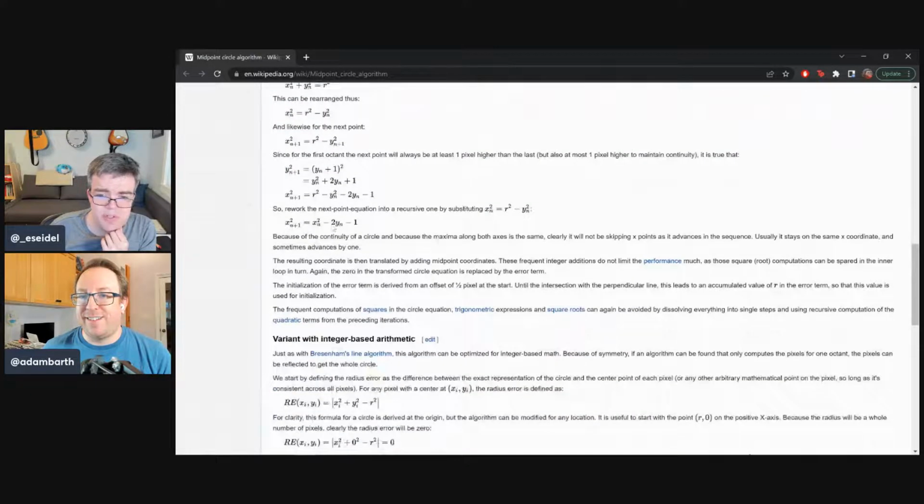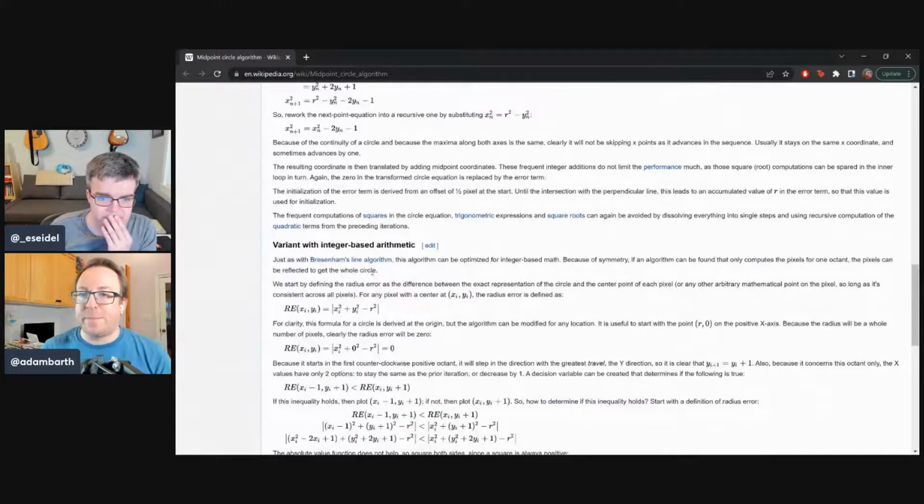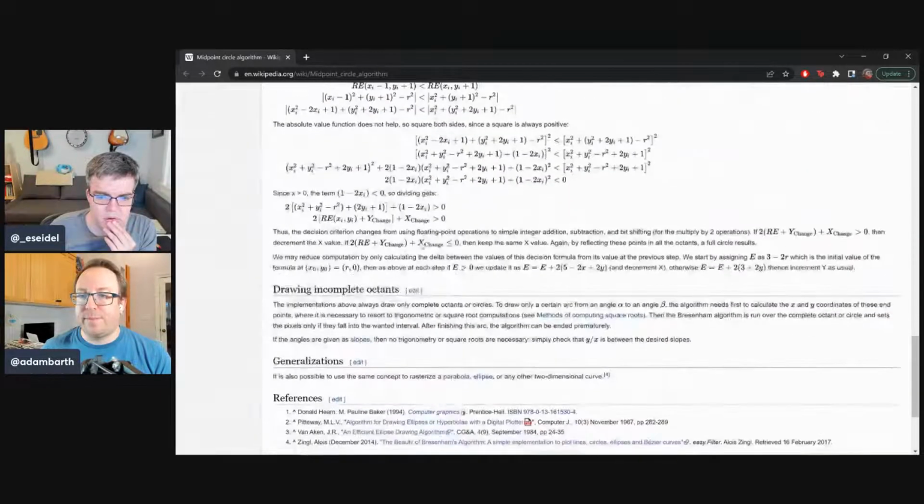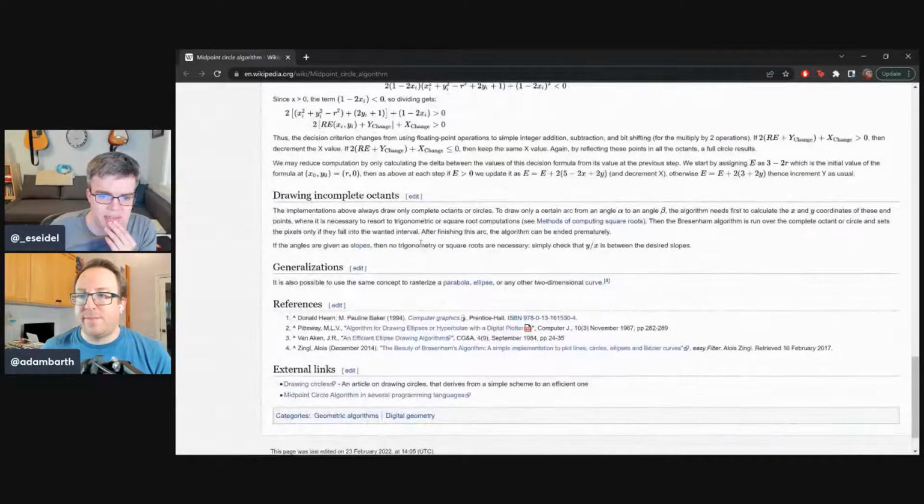To rework the next point equation to a recursive one by substituting x of n plus 1, x squared of n plus 1 is equal to x of n minus 2 times y minus 1. Okay, then I presume you plug that back in to get y. Variant with integer-based arithmetic. Wall of math. Drawing incomplete octants.